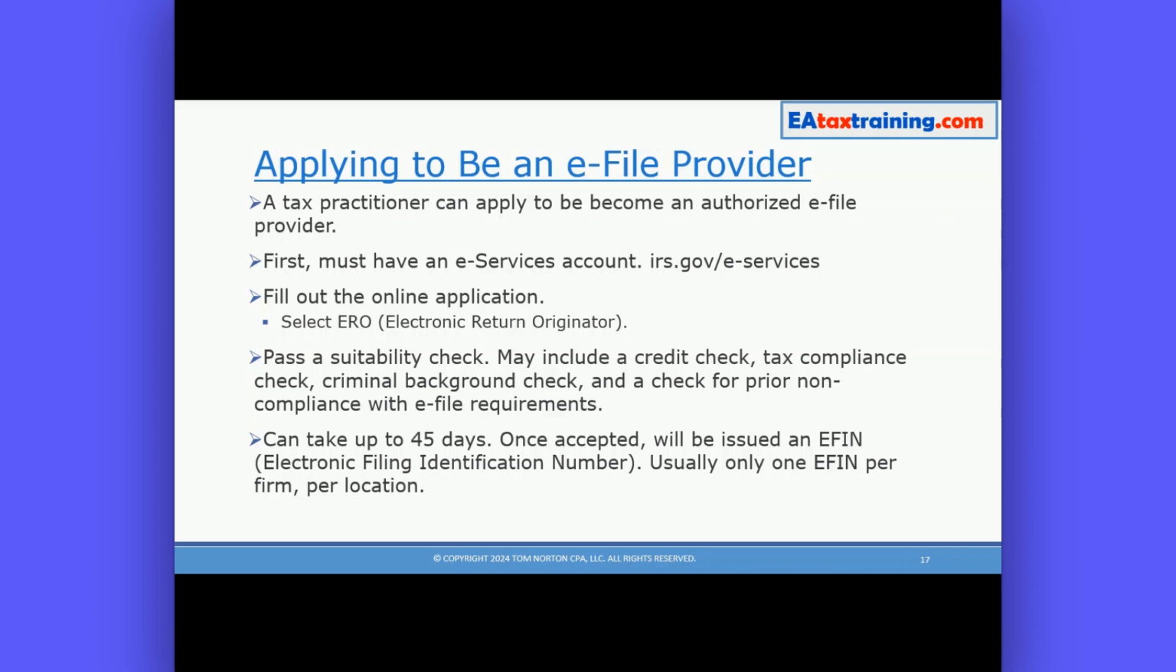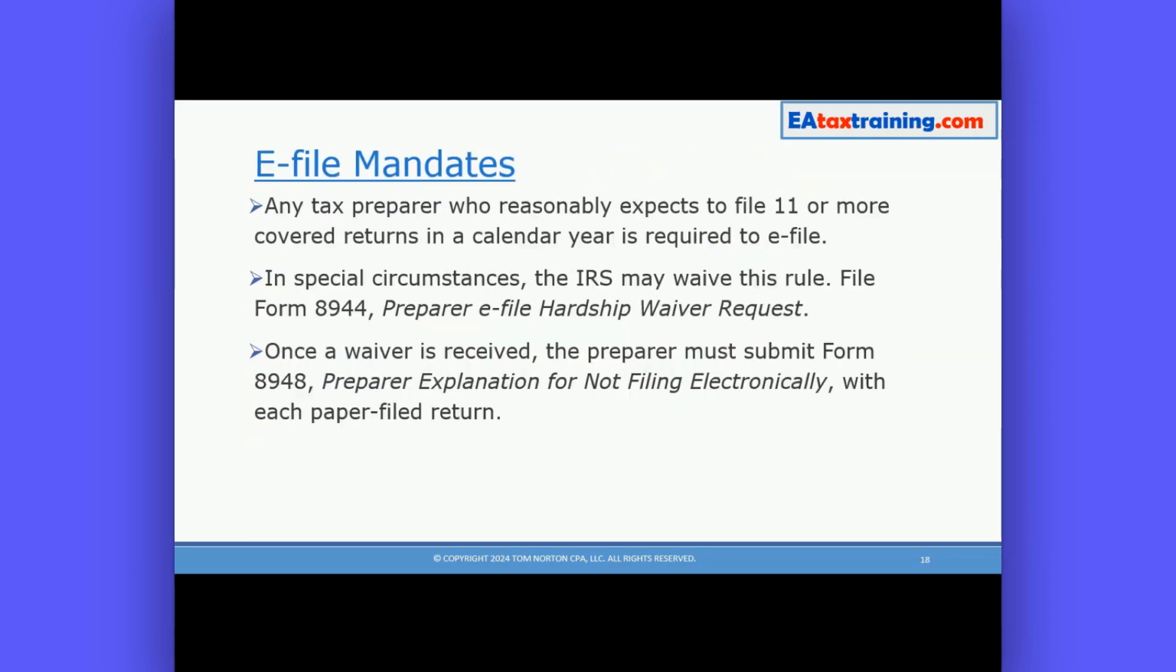Once you are accepted, you will be issued an EFIN that we talked about, the electronic filing identification number. Usually you will get one EFIN per location of your firm. So if you've got just one location, you'll get one EFIN. If you've got multiple locations, each location will have a separate EFIN. That way the IRS can track where that return is coming from, where it was filed from.